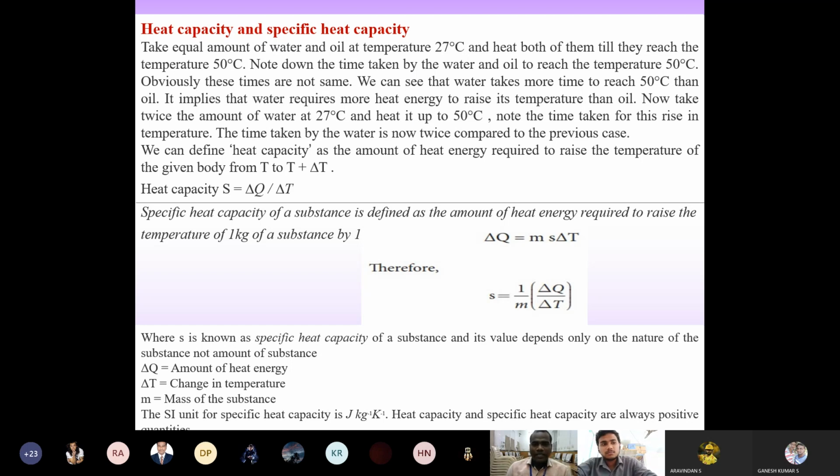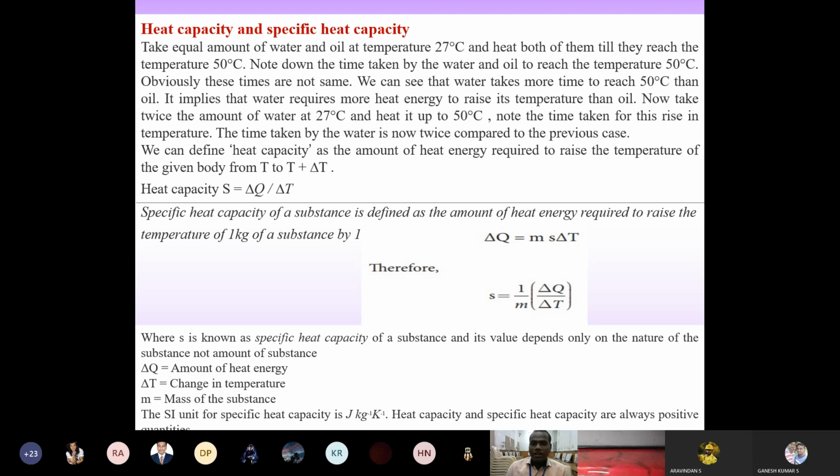We can define heat capacity as the amount of heat energy required to raise the temperature of a given body from T to T plus delta T. So from initial temperature T to final temperature T plus delta T, there will be an increase in temperature. This is called heat capacity. You have to understand this one: the amount of heat energy required to raise the temperature. This is the definition of heat capacity.